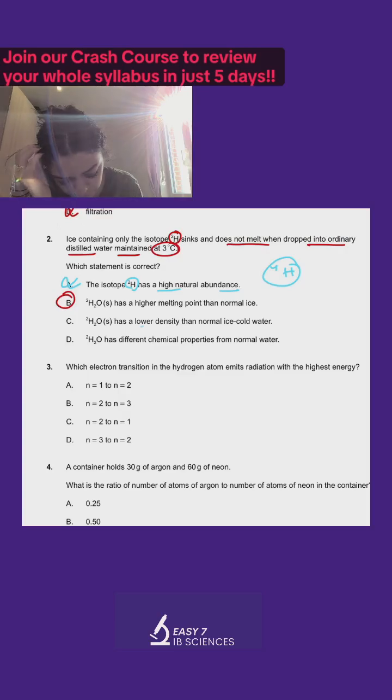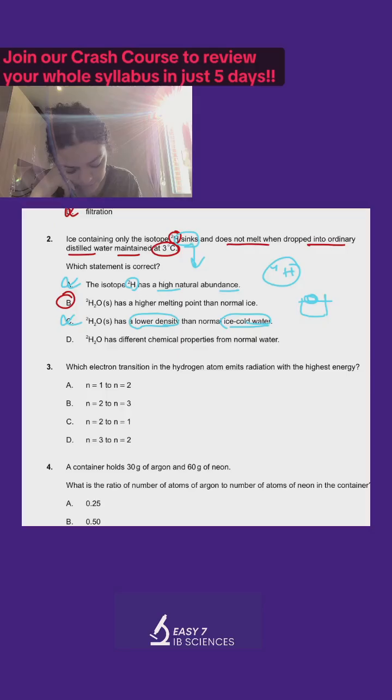It says H2 has a lower density than normal ice cold water. Of course, it does not have a lower density, because if something had a lower density, it would float. Okay, and since it doesn't float, it sinks. It means it has a higher density than ice cold water. So that's why C is incorrect.